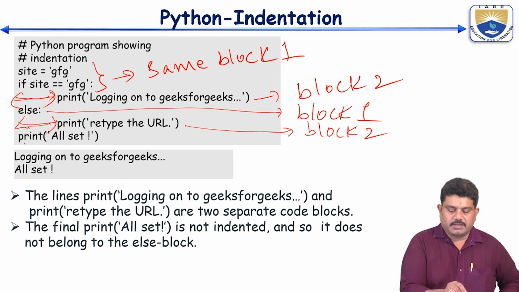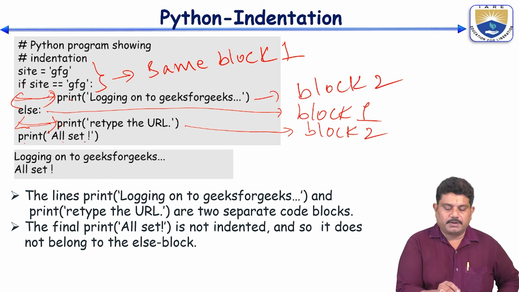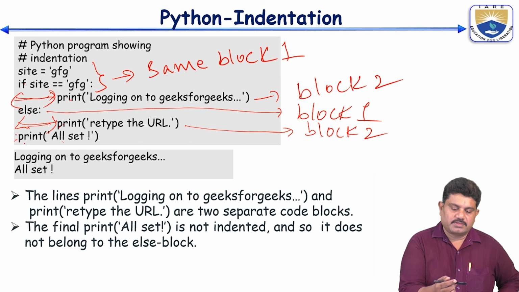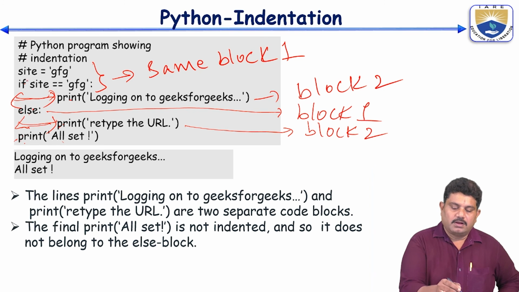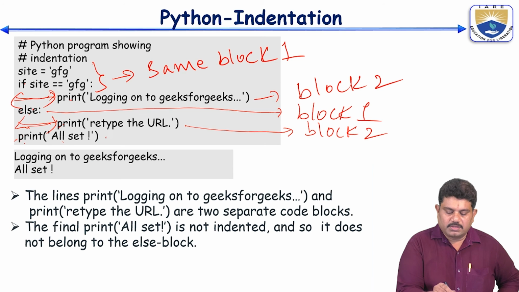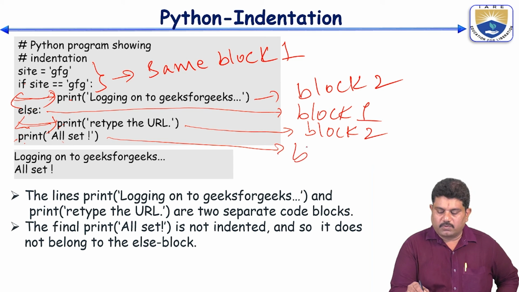Okay. Next again, print all set. So we are printing all set. Before this print statement, there are no white spaces. Like this, there are no white spaces in front of the else, and no white spaces in front of the if either. So this belongs to block 1.